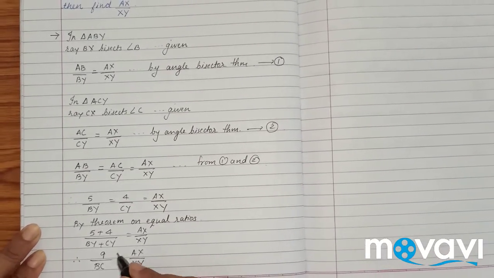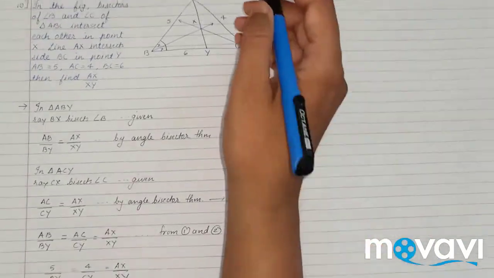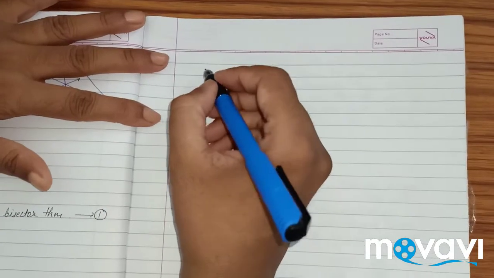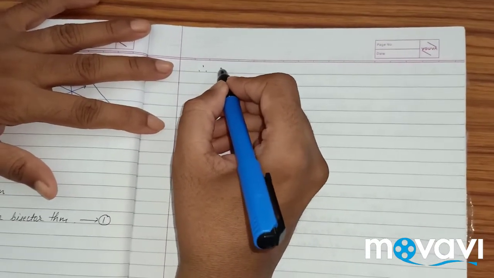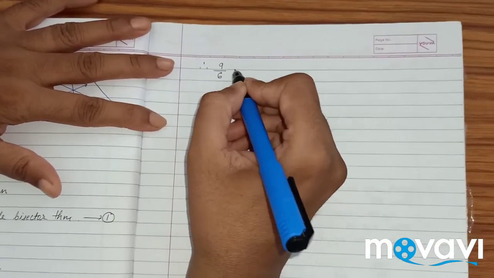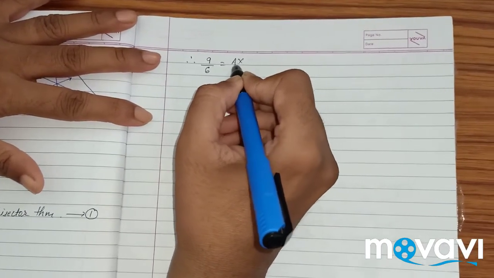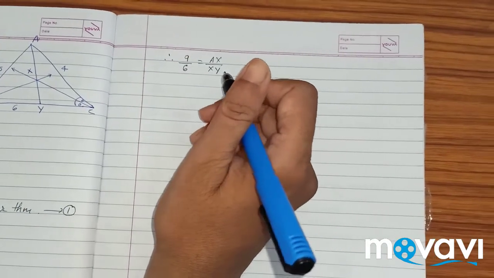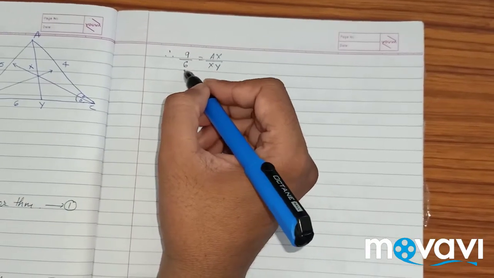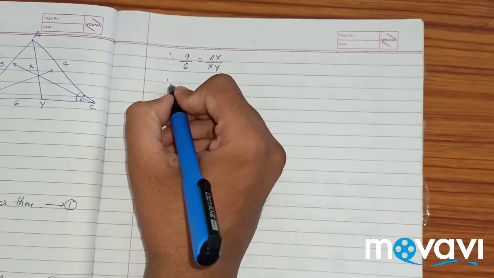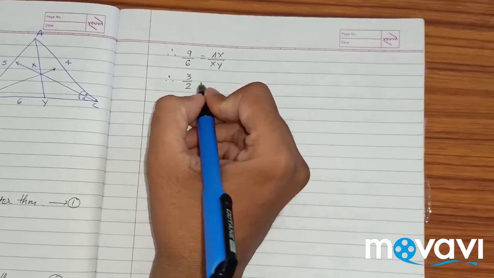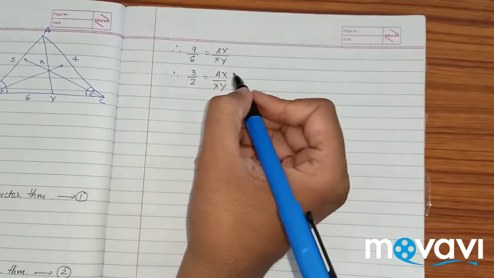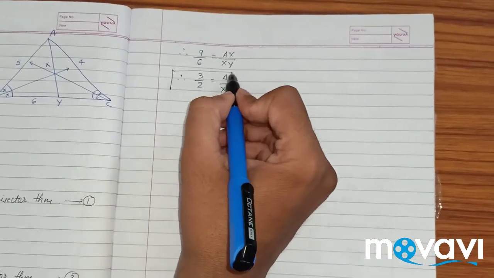Okay. So let us see the calculations on the next page. Now BC is given to us, that will become 9 upon 6 is equal to AX upon XY. Right? So you got the ratio. Can I reduce this to its smallest form? Yes. This will become 3 upon 2 is equal to AX upon XY. What was asked? This was only asked. So this is your answer.